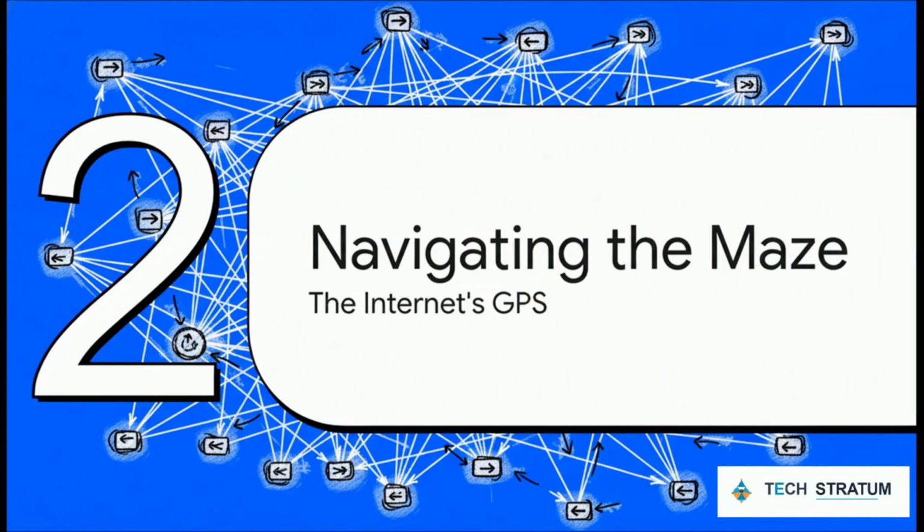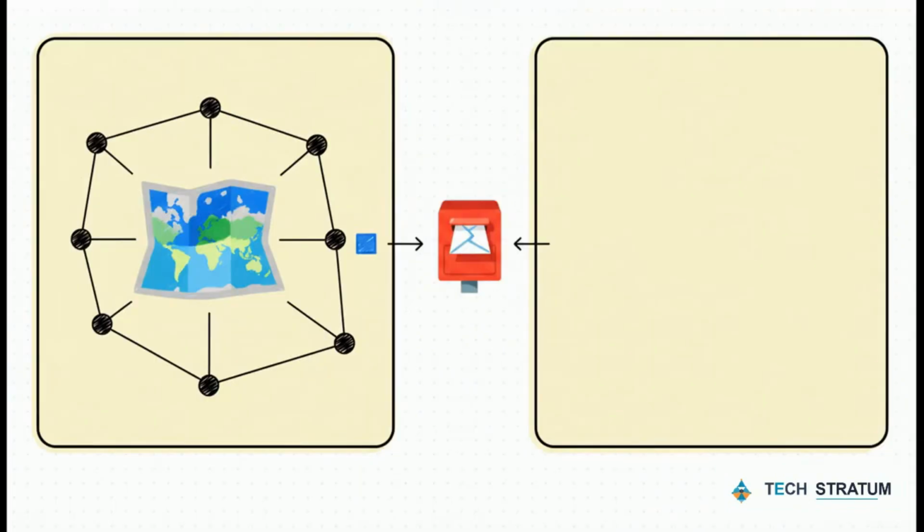Okay, so our data packet is now on this global superhighway. But how does it know which exit to take, right? There are tens of thousands of different routes it could go down, and there's no central traffic controller, no Waze or Google Maps for the internet. Well, let's break it down.